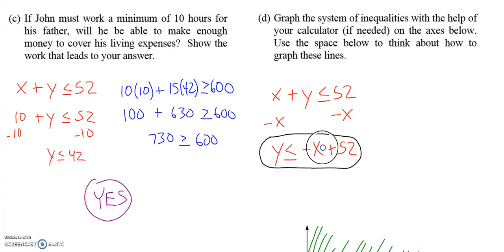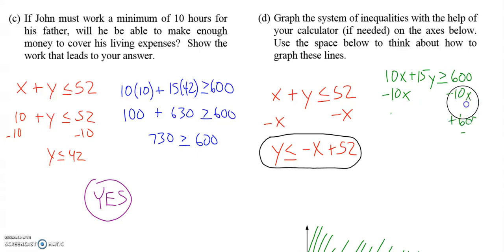If you want to write 52 minus x, that's fine also. The other one is a little more difficult, but still, here's our other inequality. We have to get that y by itself, so I subtract the 10x first. Remember, you can't separate those, so I just wrote negative 10x plus 600. You can't combine those. And now I'm going to divide by 15.